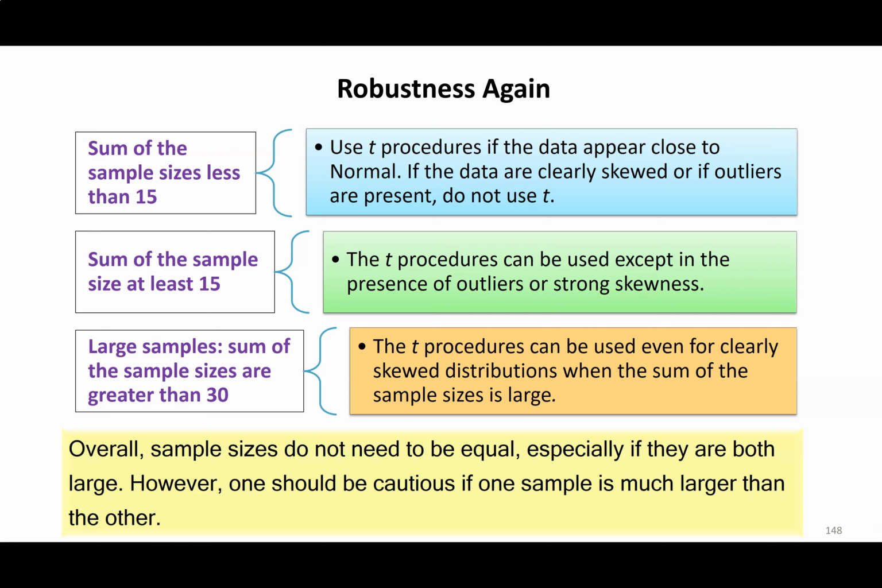And then our really, really happy place is the sum being at least 30. So if that sum is at least 30, we can say, hey, central limit theorem is going to kick in. It's going to be good. Even if you have very skewed distributions or you have distributions with extreme outliers, if you have big enough sample sizes, it's going to be okay. Definitely the sample sizes don't have to be equal, especially if they're big.